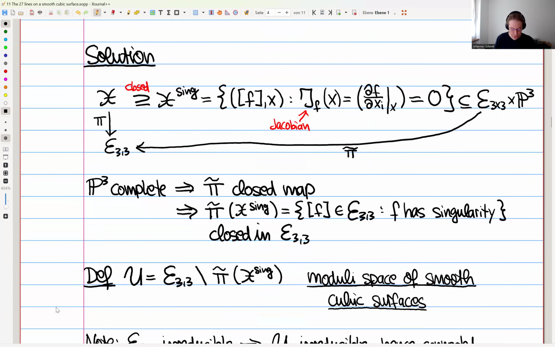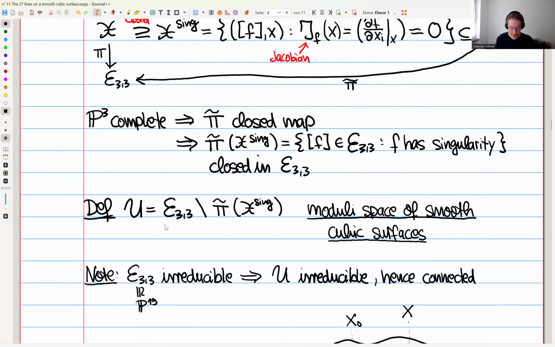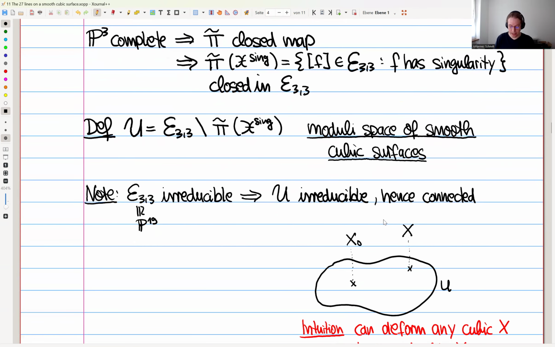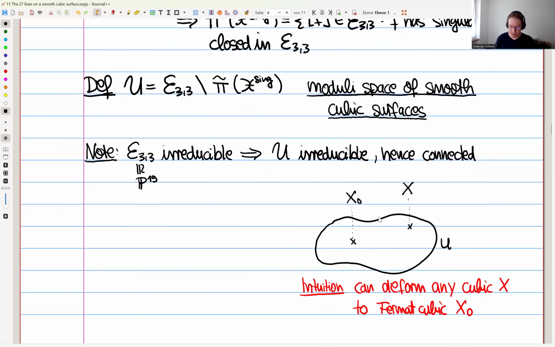And so its complement U, which is the full thing minus this locus, is exactly the moduli space of smooth cubic surfaces, and it's an open subset in here. In particular, since this E33, which is just a copy of P19, is irreducible, this non-empty open subset, because the Fermat cubic is in U, is also irreducible and non-empty, and so in particular it's dense. And being irreducible, it's also connected, at least for now in the Zariski topology.